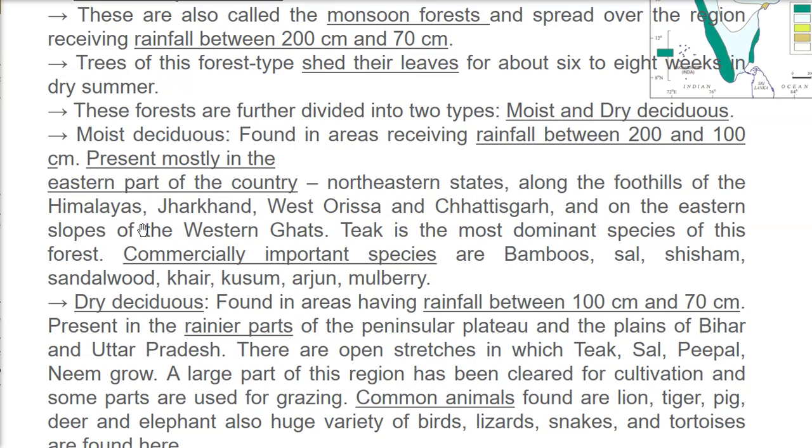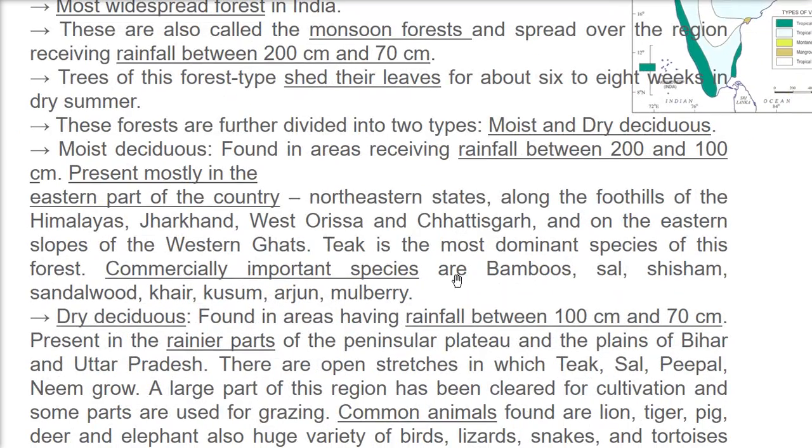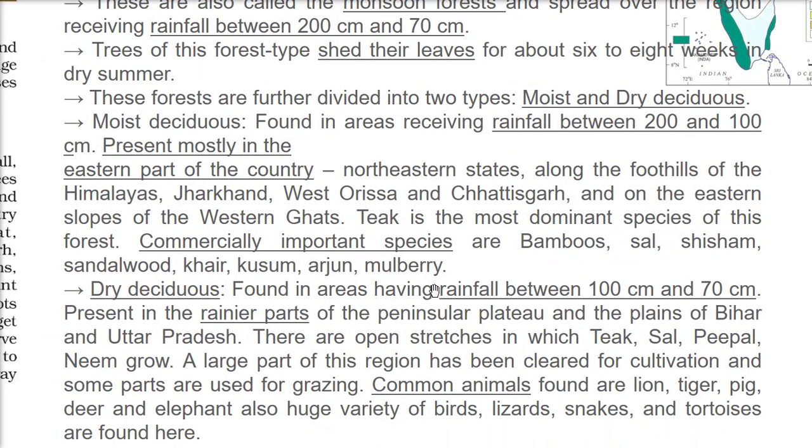So we have the northeastern states and the foothills of the Himalayas, Jharkhand, West Odisha, Chhattisgarh, and the eastern slopes of the Western Ghats. So this is the Western Ghat, this is west, this is east. So eastern means this part of the Western Ghat. And teak is the most dominant species of this forest, and there are trees which are commercially very important like bamboo, sal, shisham, sandalwood, khair, kusum, arjun and mulberry.